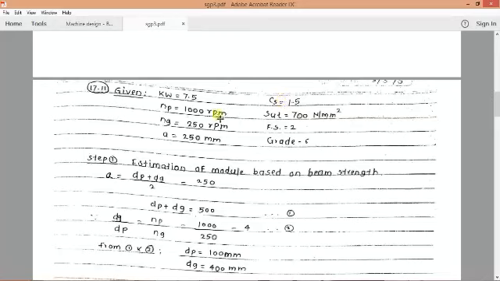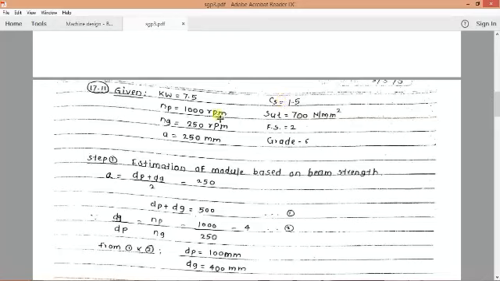Putting these values in the first equation, we get that dp is equal to 100 mm and dg is equal to 400 mm. Obviously the diameter of the pinion is smaller than the diameter of the gear, and the ratio is 4, so the gear is 4 times the pinion. So the diameter of pinion is 100 mm and the diameter of gear is 400 mm. After that we have to calculate the velocity.